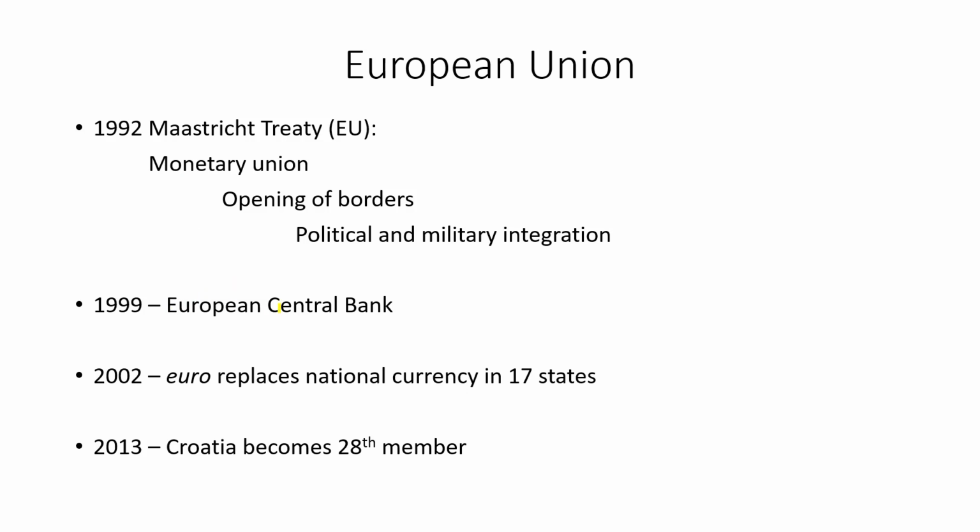The central bank would operate much like the Federal Reserve in the United States would function. It was formed in 1999, and then in 2002, the euro replaced the national currency in 17 states. So that means that there are a few states that are still not on the euro. In 2013, Croatia became its latest, 28th member.